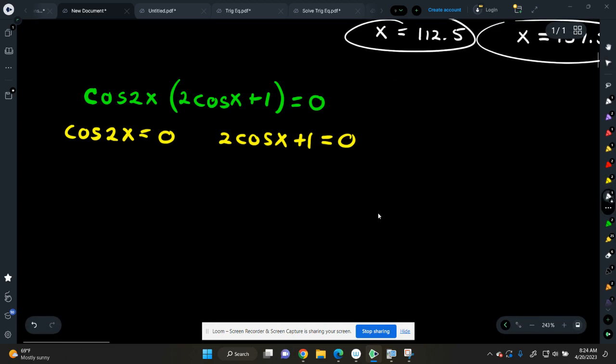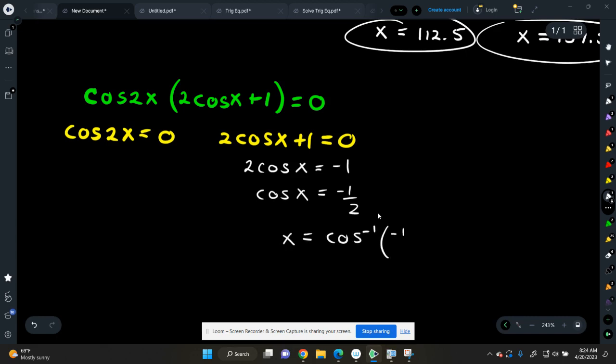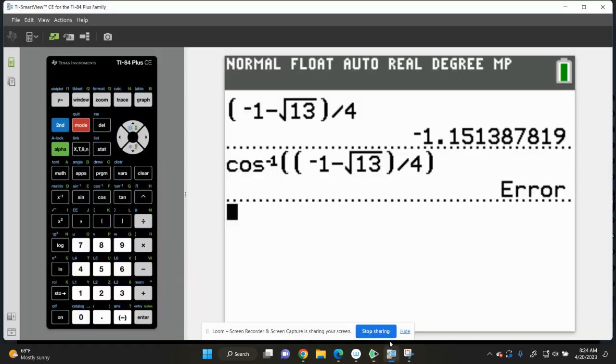Okay, so let's deal with this one over here. Let's go ahead and subtract our 1 now. And then divide by 2. So x equals inverse cosine of negative 1/2. So what does x equal? Remember, we can use our calculator to help us get started, right?